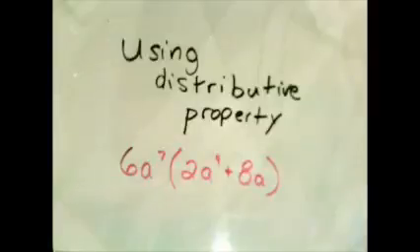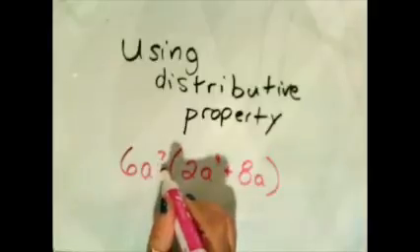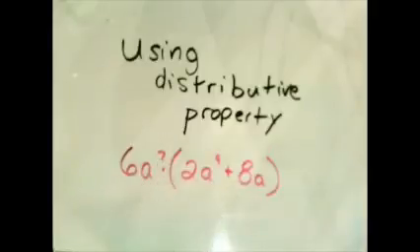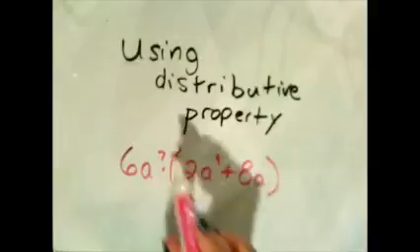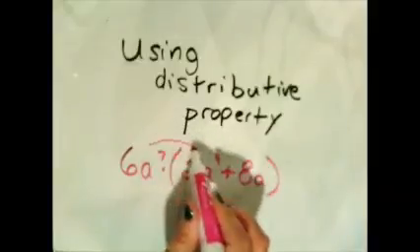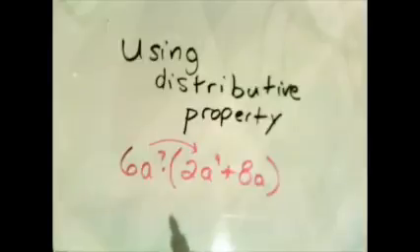Here we're going to talk about using distributive property. So what's inside the parentheses is being multiplied all by 6a to the 7th. So we have two different terms in here, 2a to the 9th and 8a. I need to multiply this by both of them. So mainly it's just take it slow and think about the separate parts.